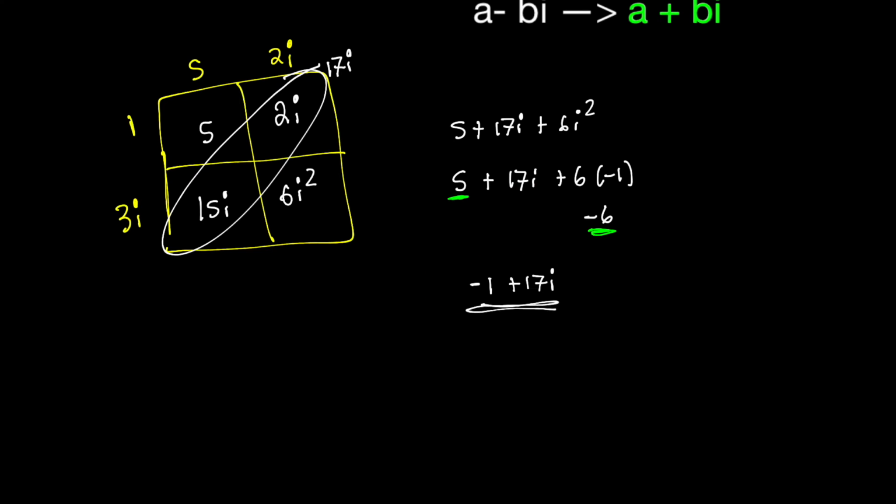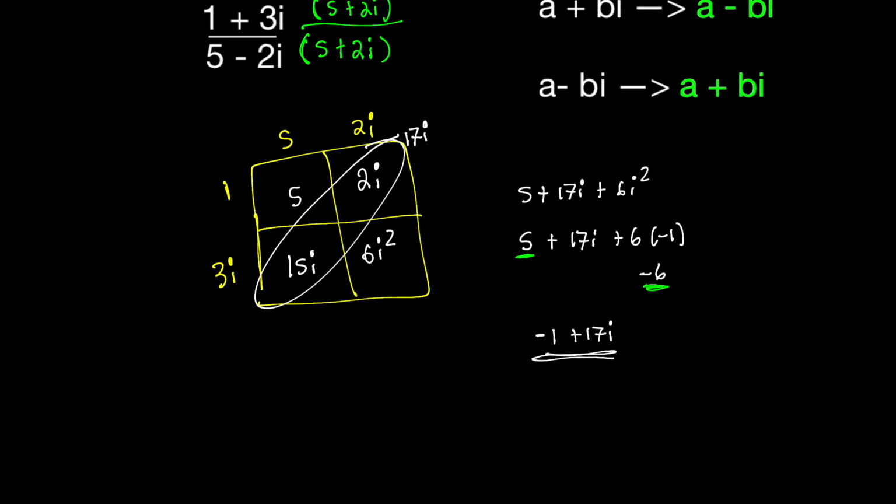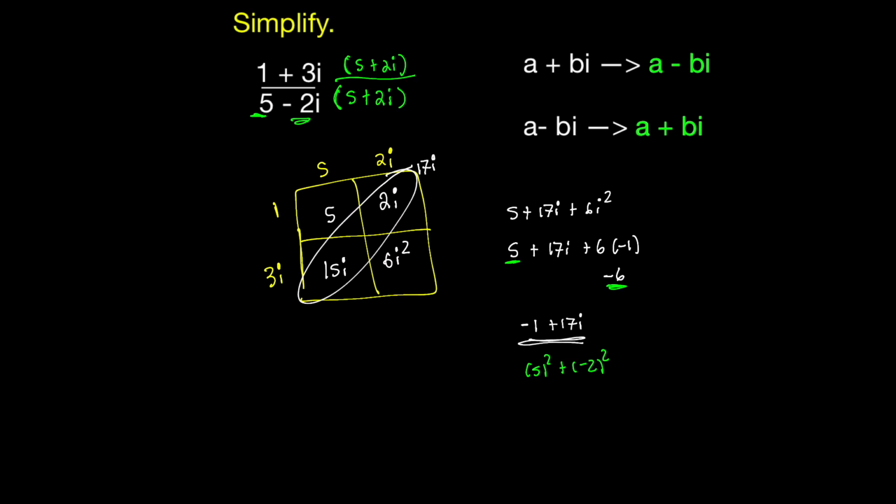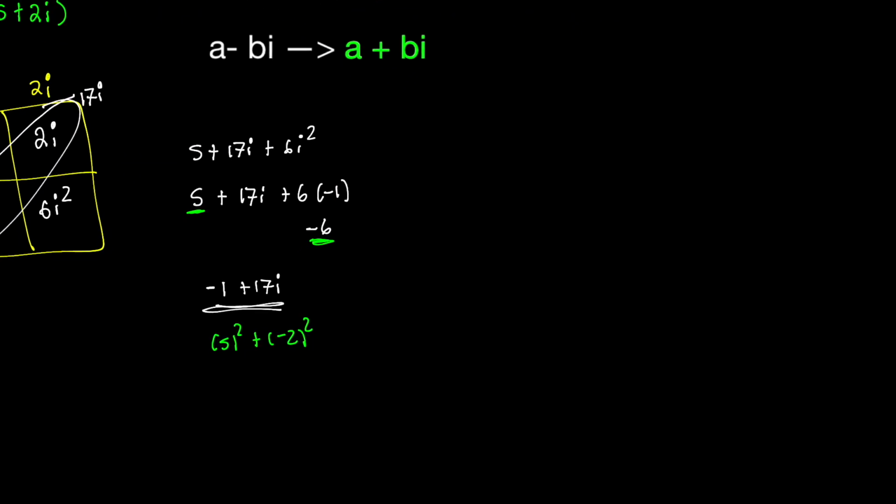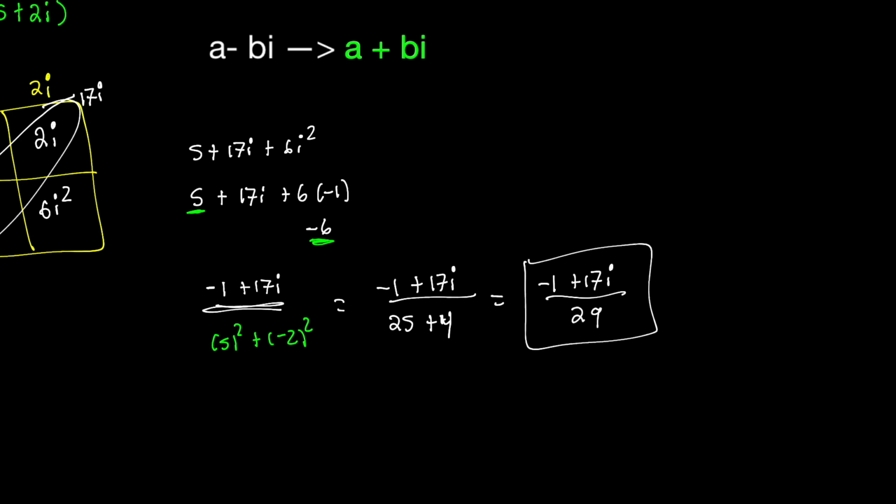And now we're going to simplify the denominator. But the denominator is just a multiplication of complex conjugates. So we're going to get 5 squared plus negative 2 squared. And 5 squared, that's going to give us 25. And negative 2 squared, that's going to give us a positive 4. And 25 plus 4 is going to give us 29. This would be our solution.